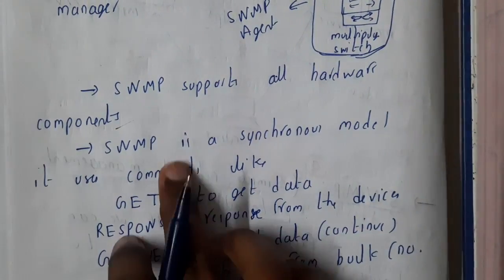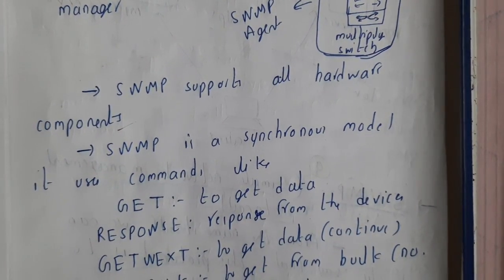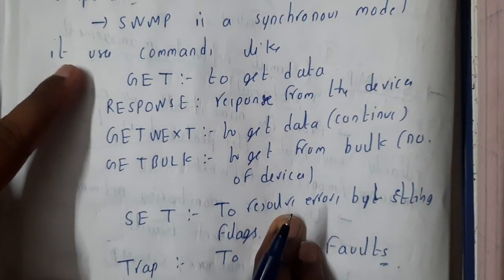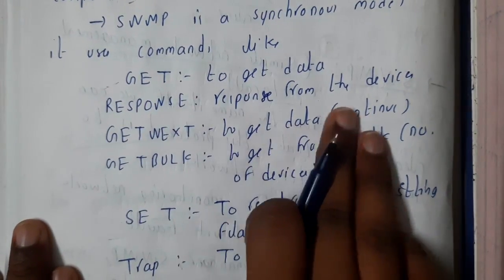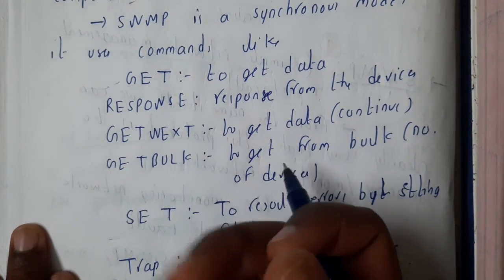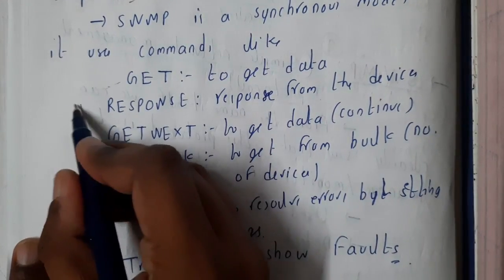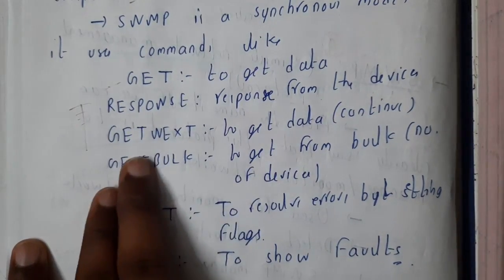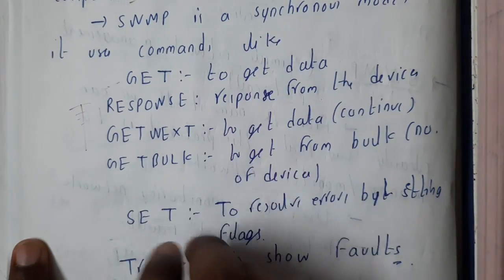Similarly, SNMP is a synchronous module. Its commands are as usual as HTTP. Get is there to get the data, and response is there to respond from the device. Get next is to get data continuously, until the end of the information. If there are 100 systems, to get one after the other we use get next. Similarly, get bulk is to get from a number of devices, like 1 to 10, 10 to 20.